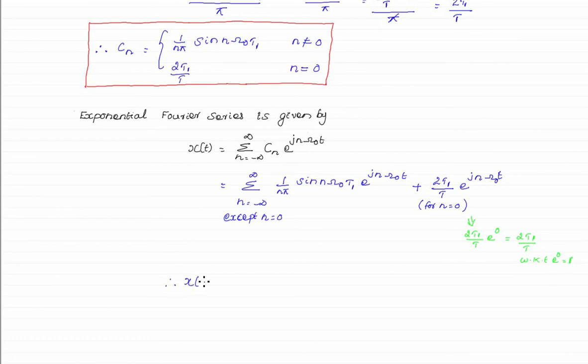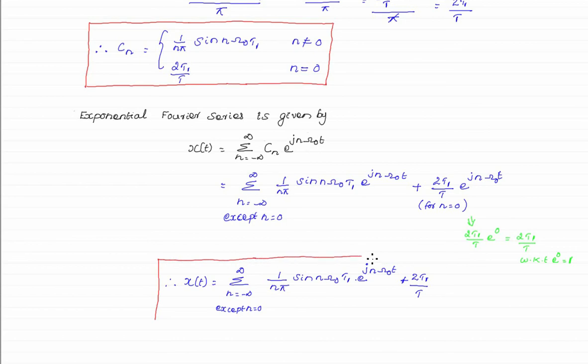Therefore, the exponential Fourier series x of t is equal to summation n equal to minus infinity to infinity, n not equal to 0, 1 by n pi multiplied by sin n omega naught t1 into e power jn omega naught t, plus 2 t1 by T. Now we have determined the exponential Fourier series for the given square wave. Thanks for watching this video.